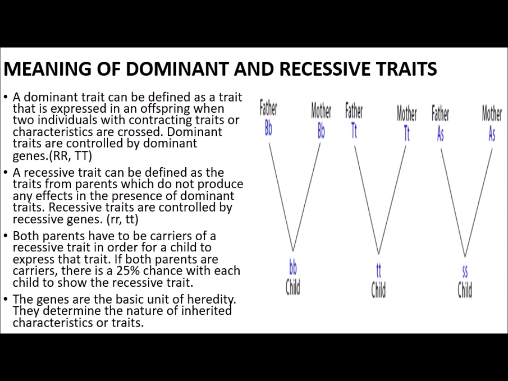In the other case, the father and the mother were carriers for tallness, capital T and small t. And when they crossbreed, they had a child that was short, that is small tt. And the last case is the case of blood group, where the father was a carrier of the sickle cell. They are AS and the mother was AS. And when they crossbreed, the child was SS.